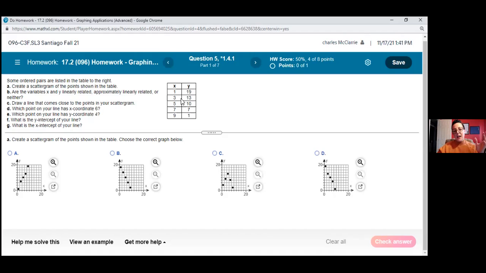Right away, we notice that as x increases, y is decreasing. So option A, throw it away. Option C, throw it away. The answer is D. It's D. Open up D and let's verify.